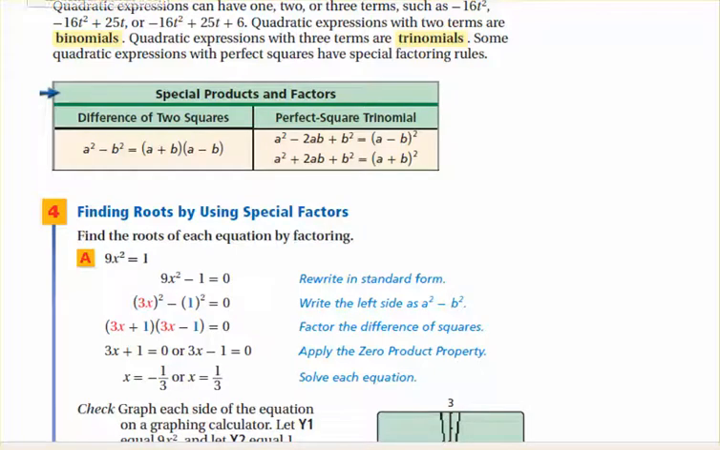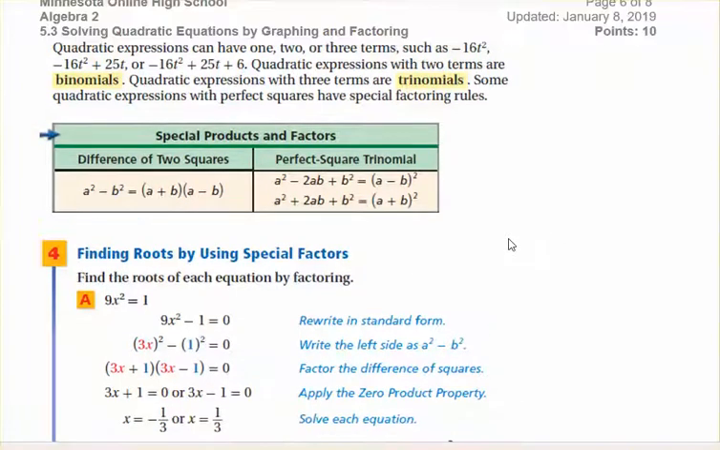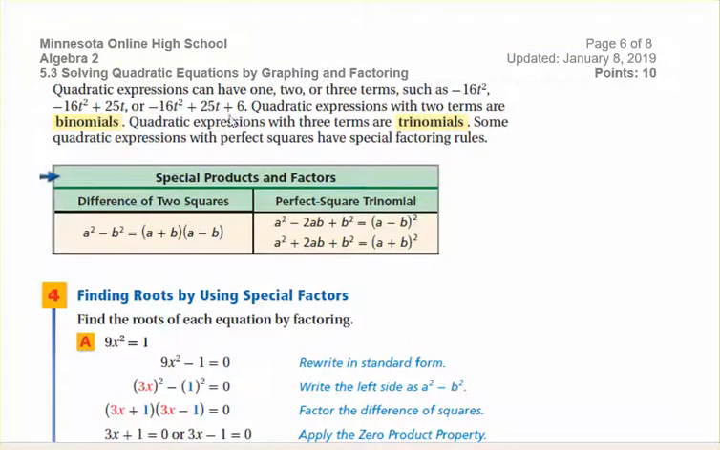Hi, this is Ms. AB, and in this video I'm going to do just a few of the problems from the last part of the 5.3 assignment on solving quadratic equations by graphing and factoring. So you need this information that's on page 6 of the worksheet in order to do the problems on page 7. We also talked about these in the week 11 assignment on factoring.